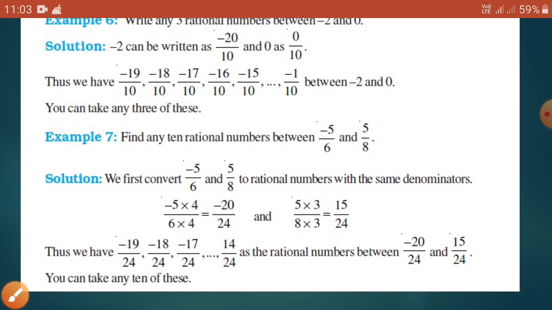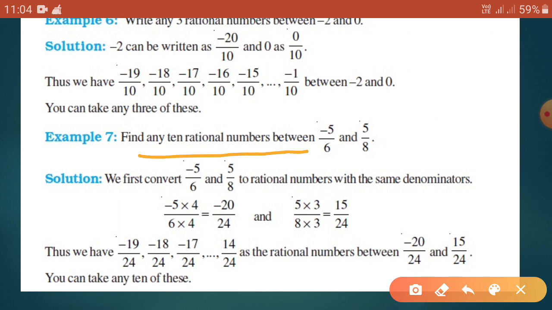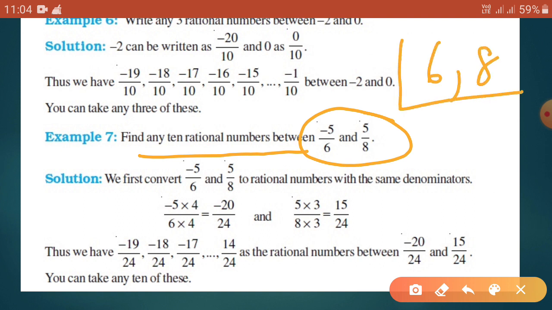Okay, next part, find 10 rational numbers between minus 5 by 6 and 5 by 8. So we know when the rational numbers have unlike denominators, at first we have to make them like denominators. So we have to find the LCM of the denominators, that is 6 and 8. So what is the LCM of 6 and 8? We can find it: 3 and then 2, 3 and then 4.